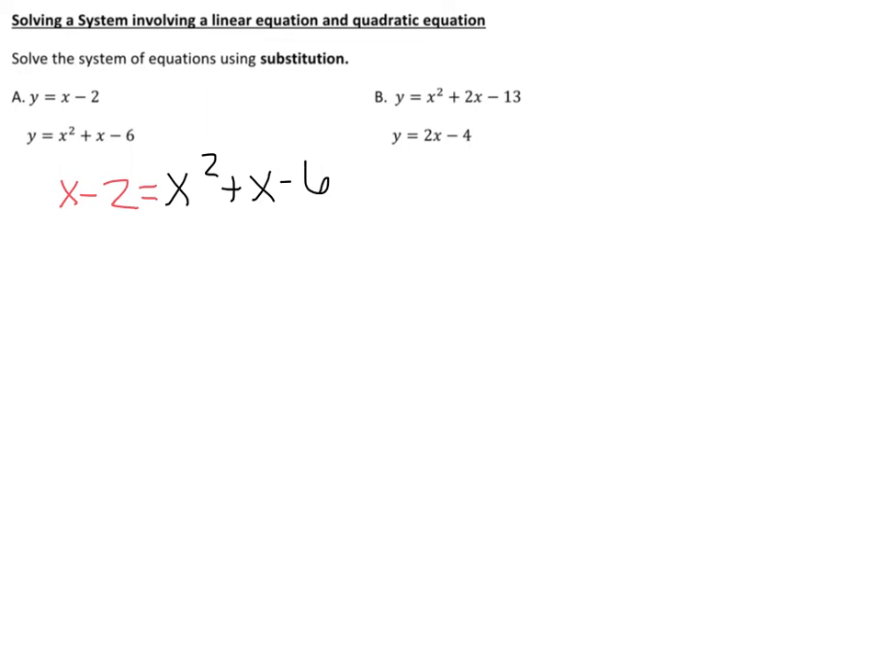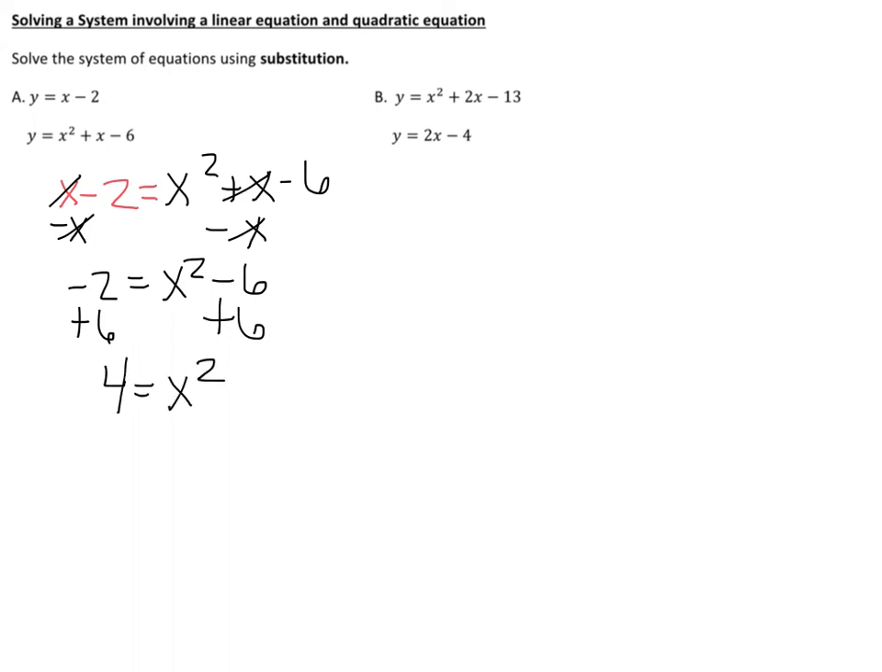And then I want to go ahead and get everything moved around. So I'm just going to go ahead and subtract x on both sides, and the x's are going to cancel. So I'm going to have negative 2 equals x squared minus 6. And I want to get the x by itself, so I'm going to add 6 to both sides so that I end up with 4 equals x squared. To get rid of a squared, we're going to take the square root of both sides.